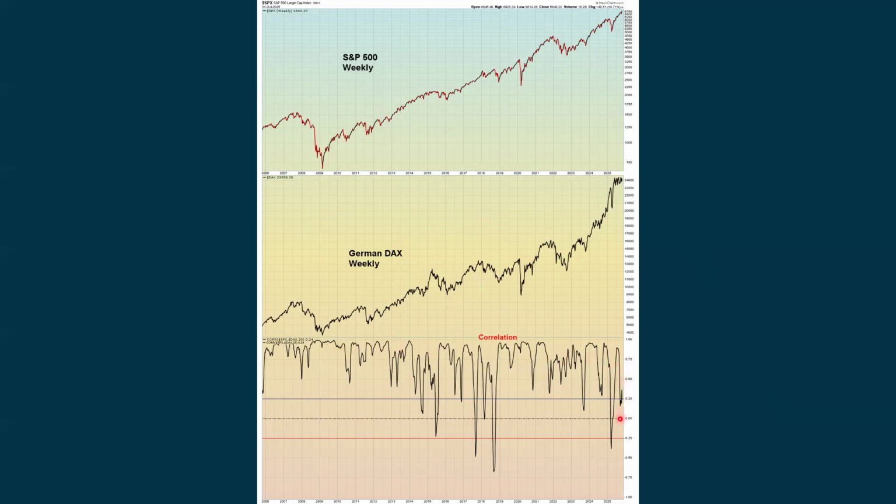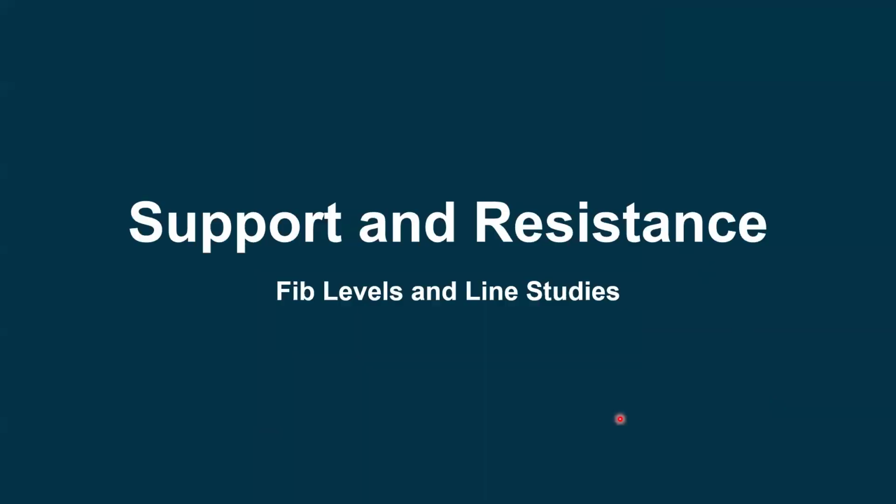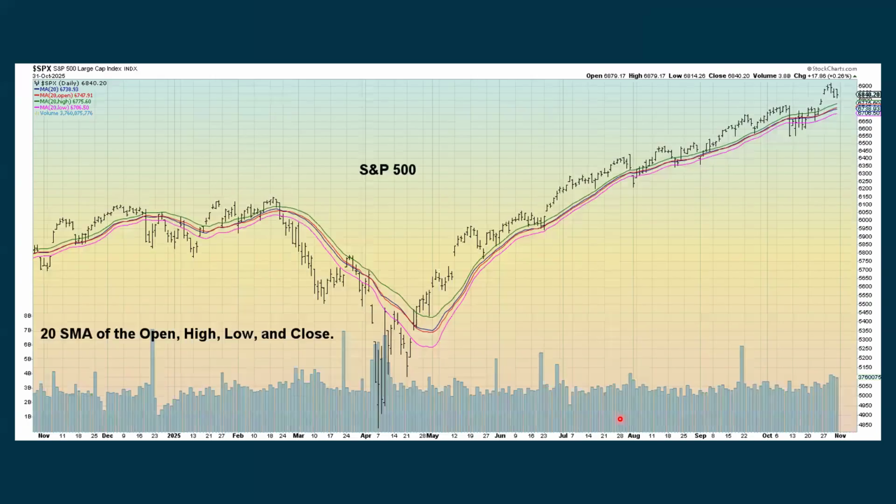They've kind of been decoupling a little bit here lately. And then some support and resistance. I pull this out when we start to come down. This is a 20 period simple moving average of the open, high, low, and close. A lot of times when we're above this rainbow, we come down and one of these lines may provide support.